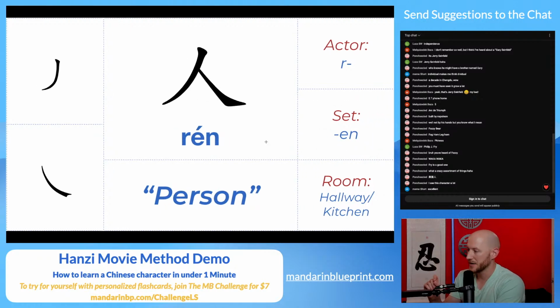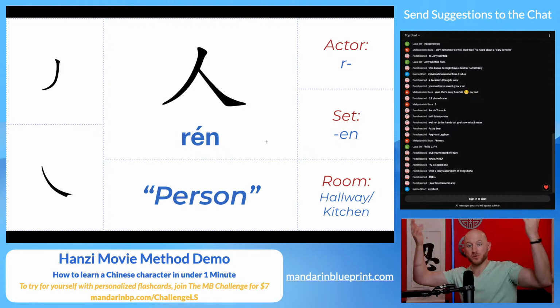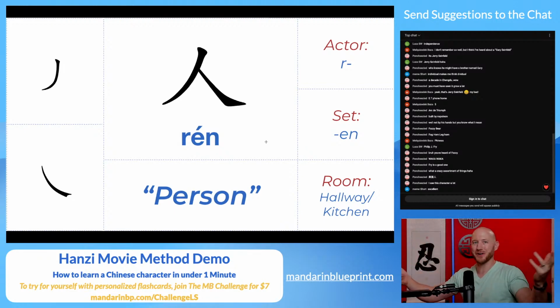So, see what I mean? Once you get these things down, and you just remember these cool things that are a part of your life, look how quickly you can learn a character. Now, obviously you've got to get the hang of this. It takes a little bit of practice, but you will.